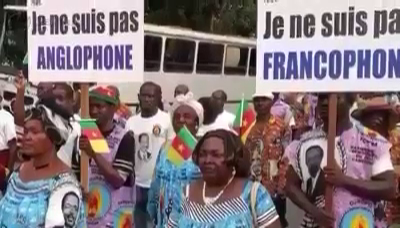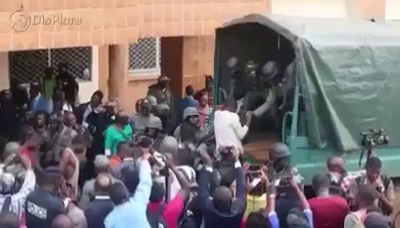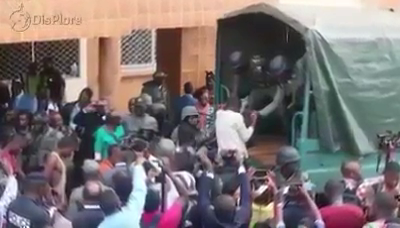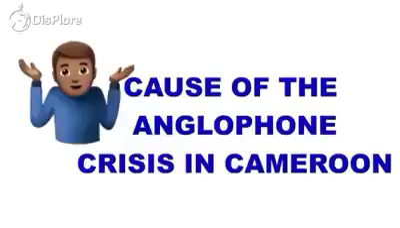For close to 4 years now, the country has been politically, economically and socially unstable due to an ongoing crisis between the English-speaking region of the country and the government. Though this crisis climaxed in 2016, its causes go way back down memory lane. So to better understand what caused this crisis, let's start from the very beginning.